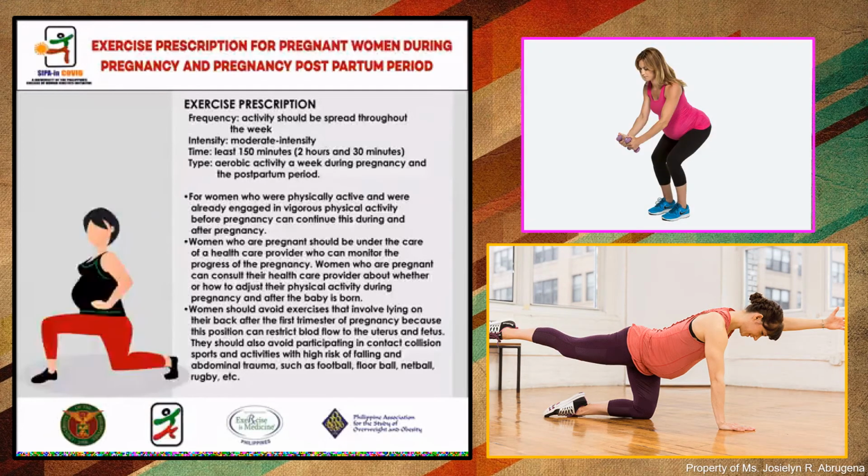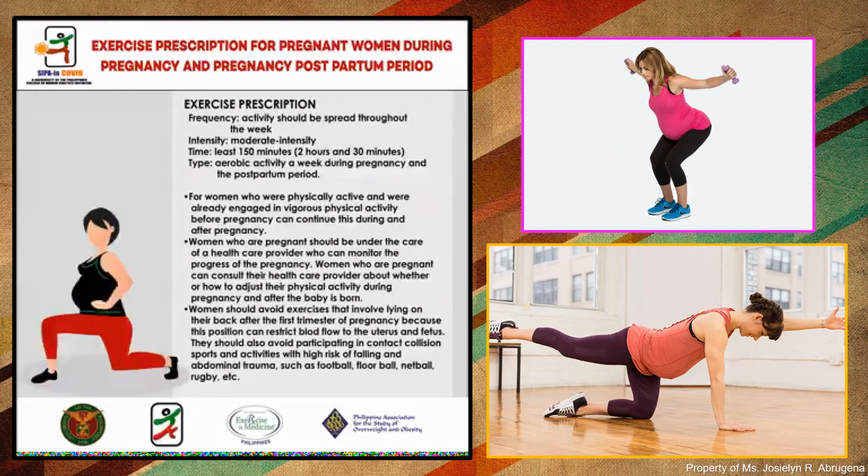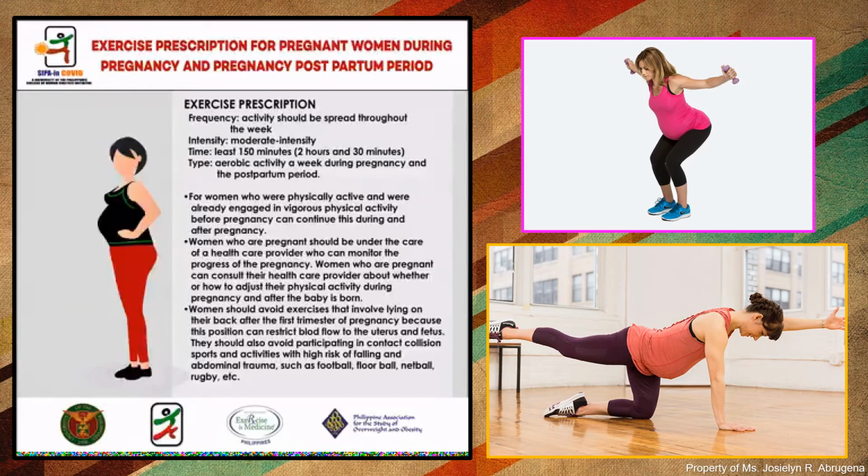Women should avoid exercises that involve lying on their back after the first trimester of pregnancy because this position can restrict blood flow to the uterus and fetus. They should also avoid participating in contact or collision sports and activities with high risk of falling and abdominal trauma, such as football, floorball, netball, rugby, etc.